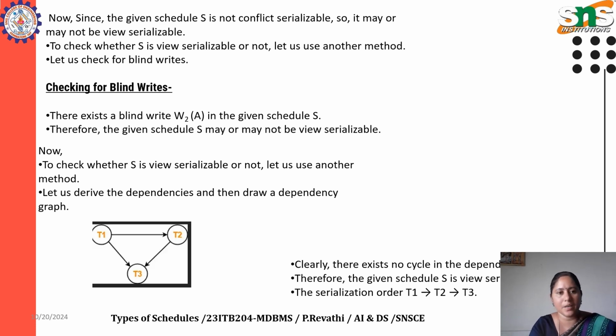Checking for blind writes: there exists a blind write, W2 of A, in the second transaction in the given schedule S. Therefore, the given schedule S may or may not be view serializable. Now, to check whether S is view serializable or not, let us use another method. Let us derive the dependencies and then draw a dependency graph.